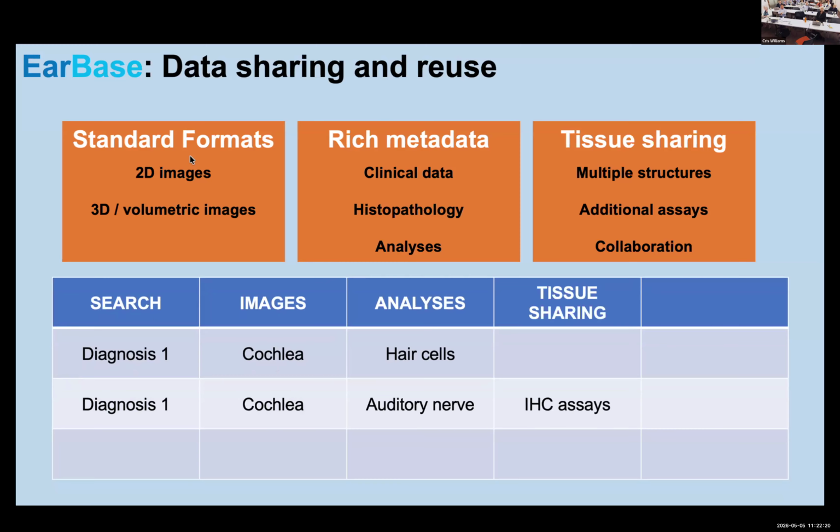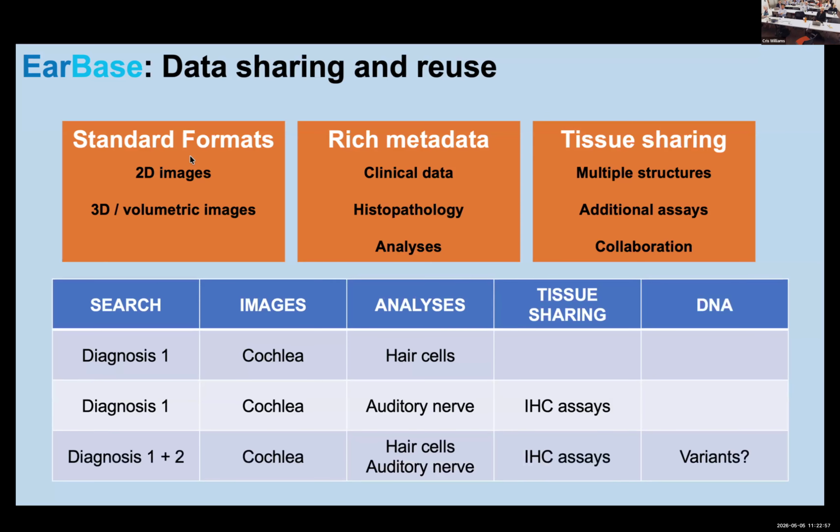Okay, the next day, another user enters EarBase. They select the same patients by selecting the same diagnosis. They analyze the cochlea, but they also optimize their image selection to analyze the auditory nerve. They do that, then they realize that the H&E stains can only get them so far with the auditory nerve. So they then reach out to the contributing laboratories for tissue sections that they conduct immunohistochemical assays on for certain targets.